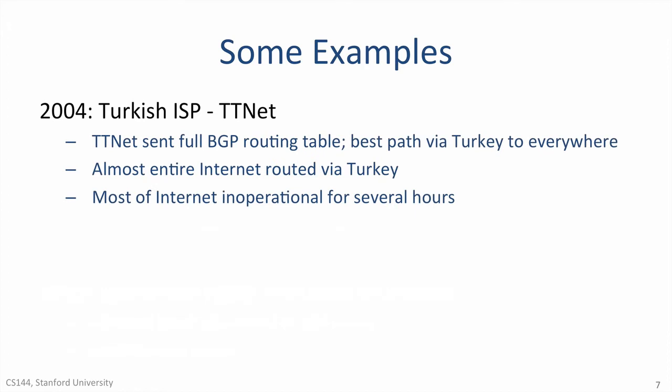And in 2004, TTNet, a Turkish ISP, sent full BGP routing tables announcing to everyone in the world that Turkey is the best path to everywhere in the internet. All of a sudden, almost the entire internet tried to route via Turkey, and you can imagine what chaos it created. Most of the internet didn't work for hours.